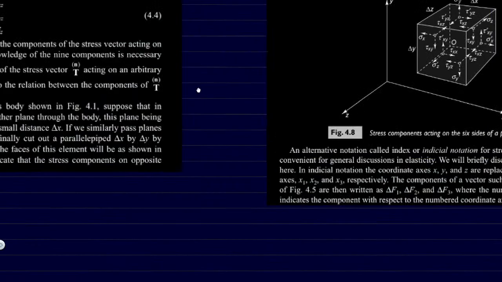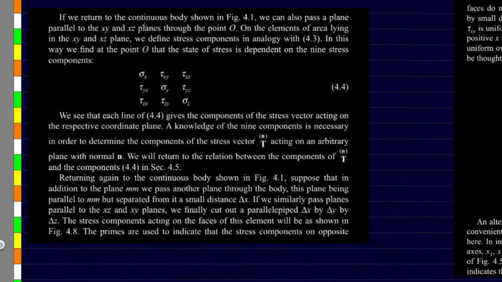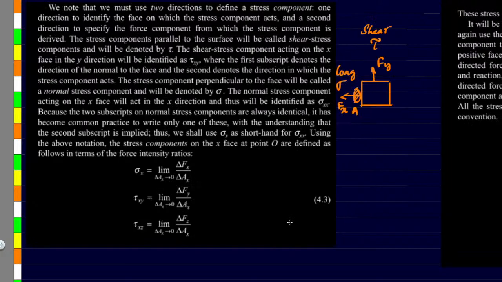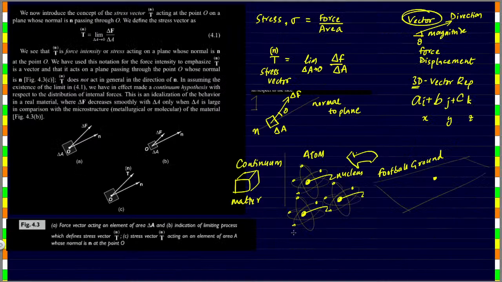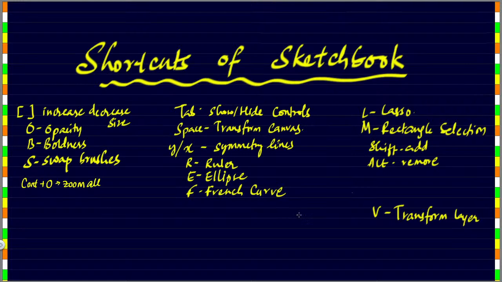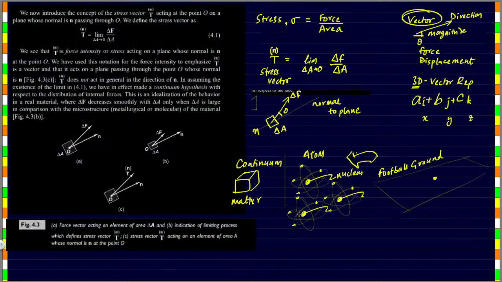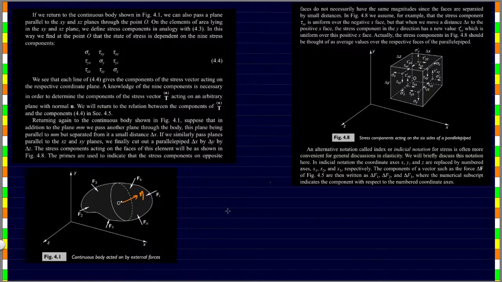Let's see what we have on the next page. So if we return to the continuous body shown in figure 4.1, again, if we want to define it, we should know all these components in order to find the stress vector t power n at this particular point acting in the object.